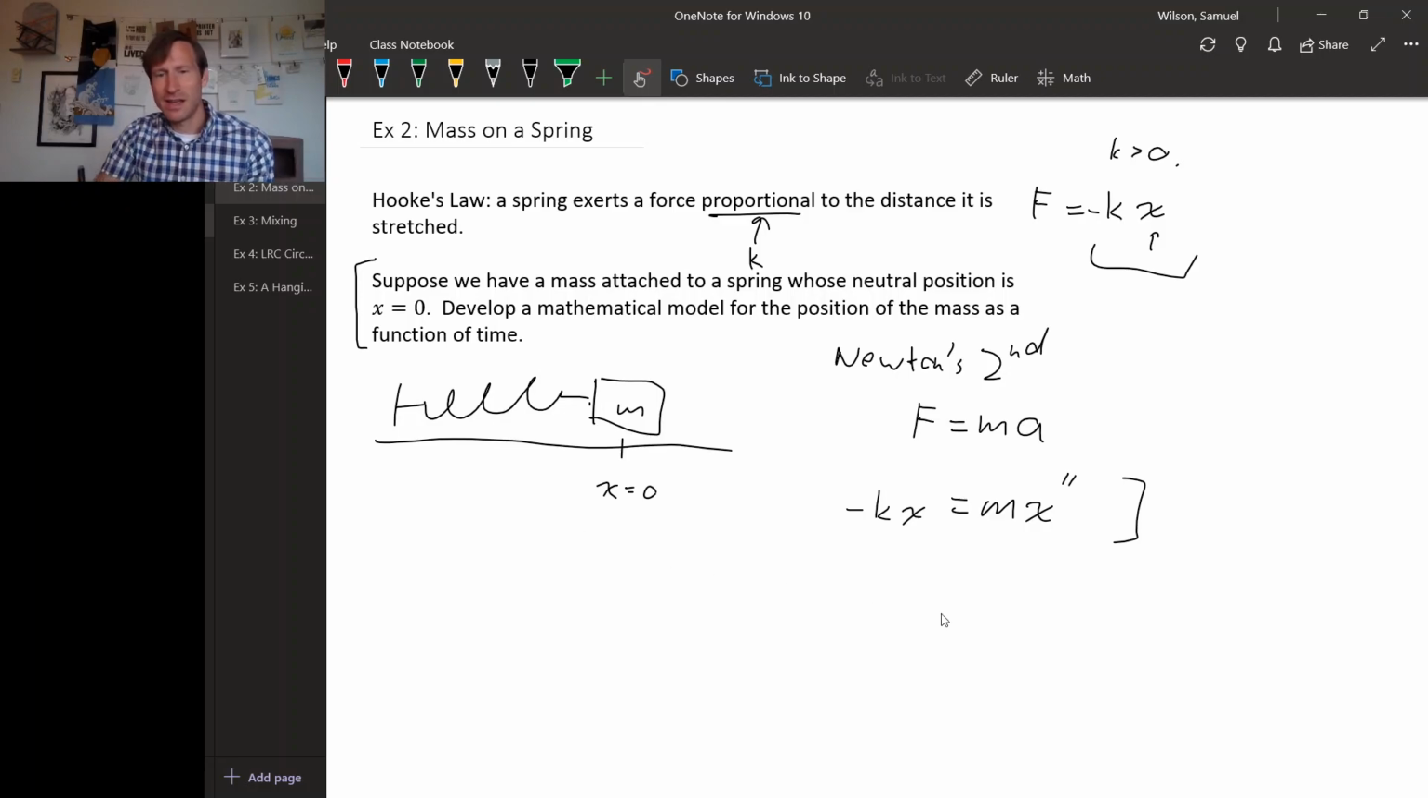Now, remember, k has to be positive, and as far as we know, mass also always has to be positive. Okay, now this description of the situation does do some simplifying. In particular, it ignores any friction that might be in this situation. If you want to add other effects like friction, you need to make your differential equation a little more complicated.